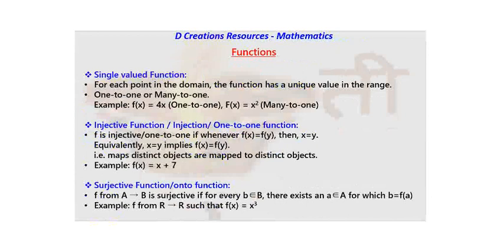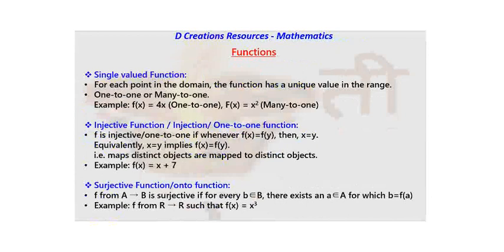It means that if there are two elements, say x and y, in the domain, and if f of x and f of y are equal, then x and y necessarily have to be equal. So we have already seen an example such as f of x is equal to 4x. We can see another example, f of x is equal to x plus 7.